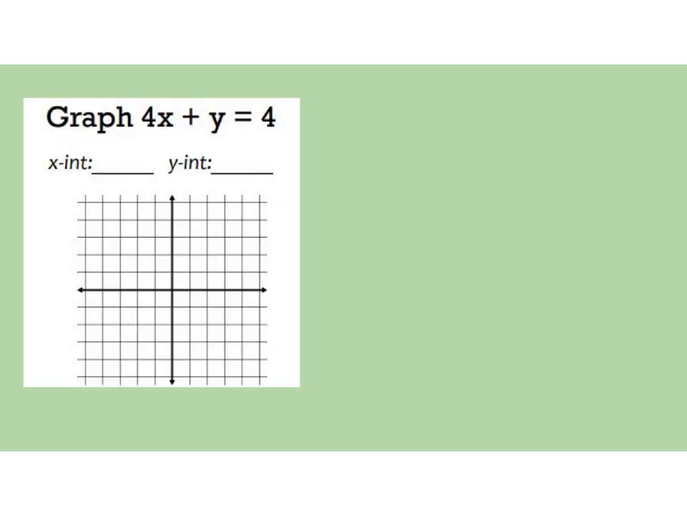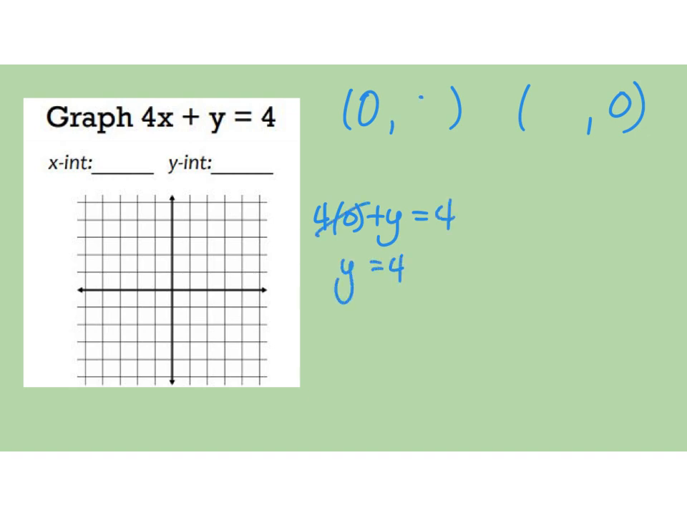Try another one. So we're going to graph this guy. So we need to find our x and y-intercepts. So I'm going to start with finding my y-intercept where x is 0, and then we will find the x-intercept where y is 0. So here we go. So 4 times 0 plus y equals 4. So then y equals 4. So my y-intercept is at 4. So 1, 2, 3, 4. So here's my y-intercept. So our y-intercept is 0, 4.